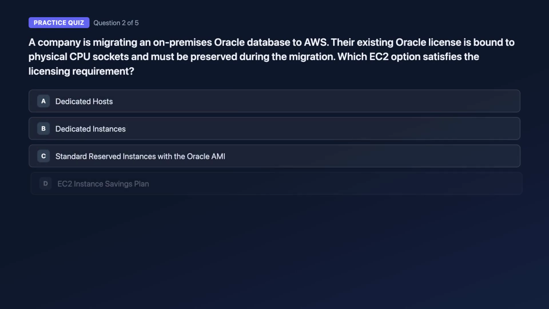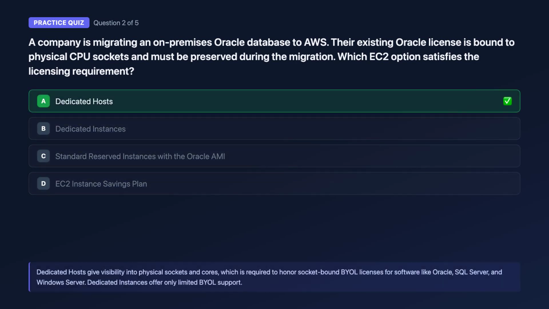Question 2. A company is migrating an on-premises Oracle database to Amazon Web Services. Their existing Oracle license is bound to physical CPU sockets and must be preserved during the migration. Which EC2 option satisfies the licensing requirement? Is it A, dedicated hosts, B, dedicated instances, C, standard reserved instances with the Oracle AMI, or D, EC2 instance savings plan? Lock in your answer before I give it away.